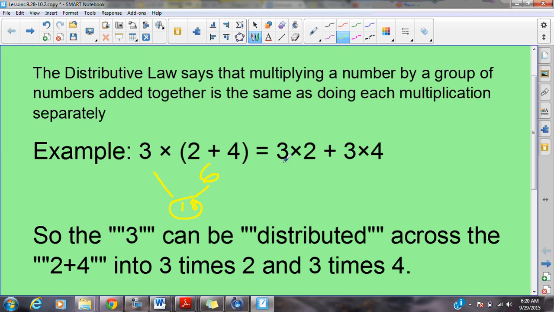Now it says that this value is supposed to be the same as the value over here. So we're going to check into that. 3 times 2, we know, is 6. And I'm supposed to add that to the value of 3 times 4, which is 12. If I add 6 plus 12 together, I get 18. So let's look at a picture of what this all means to help you clarify.